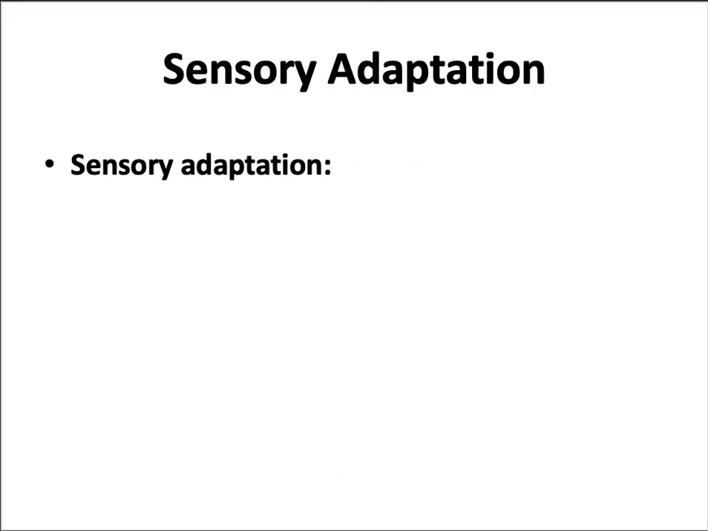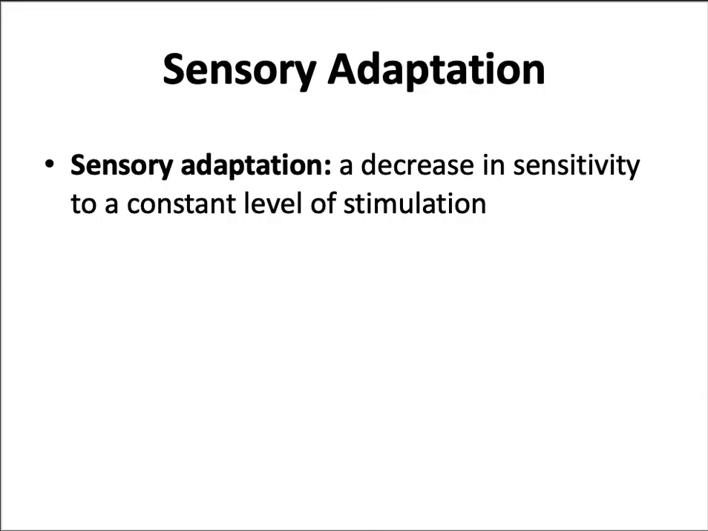Sensory adaptation. This is a decrease in sensitivity to a constant level of stimulation. If a stimulus is presented continuously, the responses of the sensory systems that detect it tend to diminish over time. When a continuous stimulus stops, the sensory system usually responds strongly as well. There are many examples of this in daily life. Perhaps if somebody's running a vacuum in the room with you, you can kind of tune it out over time. That is sensory adaptation.